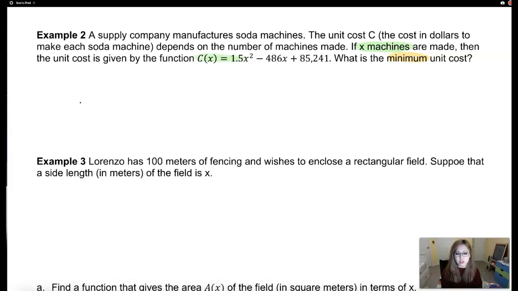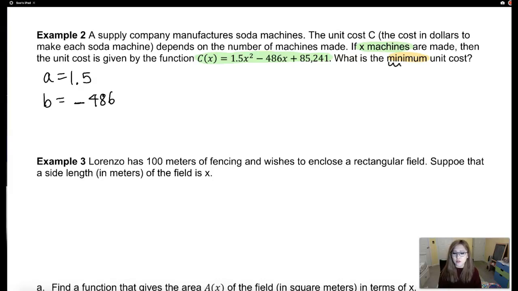They're giving us a function. C of x equals 1.5, blah, blah, blah. So they gave us a standard quadratic function. Okay, we know how to work with that. I can tell that a is equal to 1.5. Everything is in order. b is equal to not 468, but negative 486. They're asking you this question: what is the minimum unit cost?